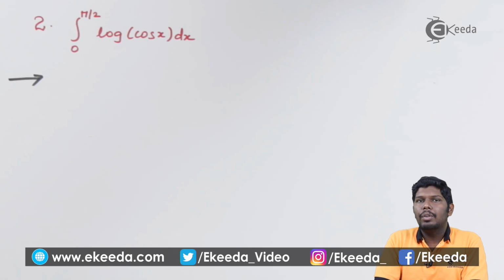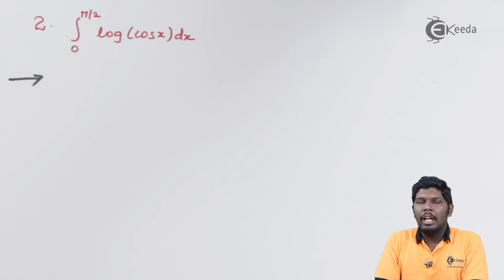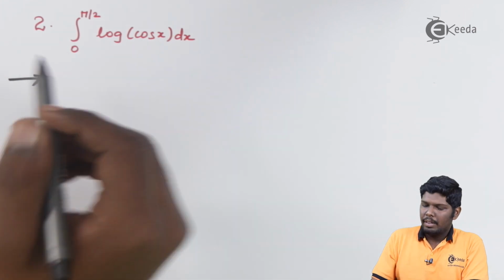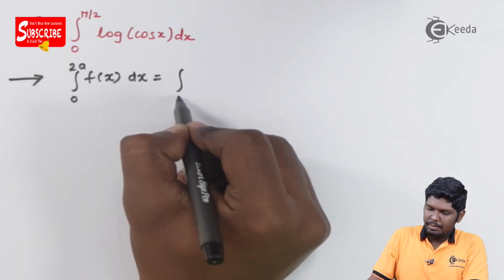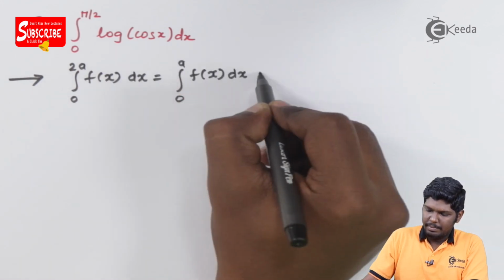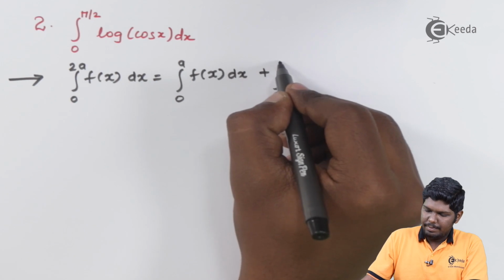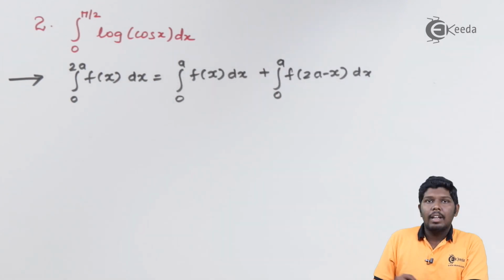In the previous video, we have seen how to find the integration of log of sin x. Now in this case, we need to find integration of log of cos x. For that, we are going to use property number 3, which says integral 0 to 2a f of x dx is equal to integral 0 to a f of x dx plus integral 0 to a f of 2a minus x dx.